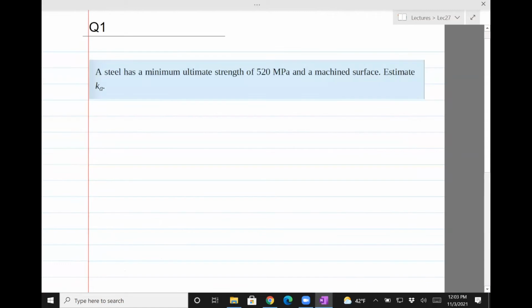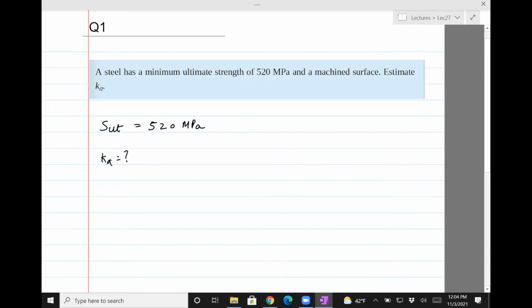Let's do a few problems. Hopefully that will give you a good idea on how to use these factors. Okay, steel has a minimum ultimate strength of 520 MPa. So that is SUT is 520 MPa. Estimate Ka.